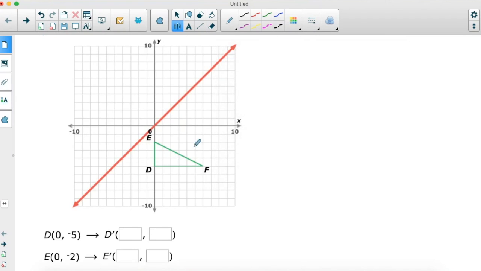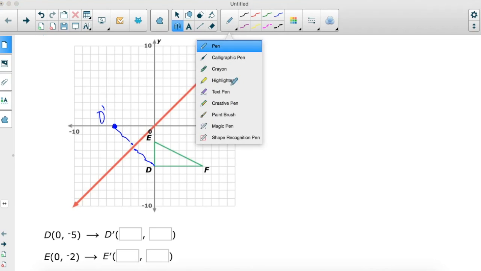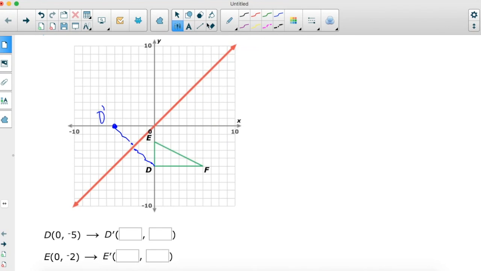Okay, so let's start with letter D. I'm going to see how far D is from the line of reflection. So I'm going to go diagonally. I have 1, 2, and a half. Okay, so here's my half. 1, 2. So this is where point D will be, D prime. I'm going to erase those marks because I don't want it to get confusing. Go back to my blue.